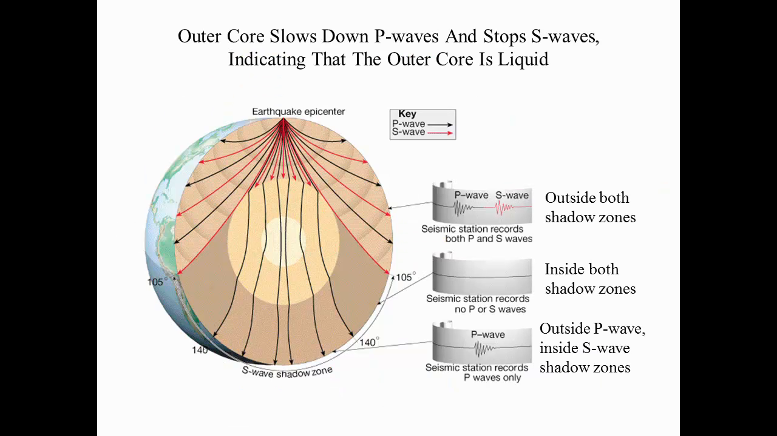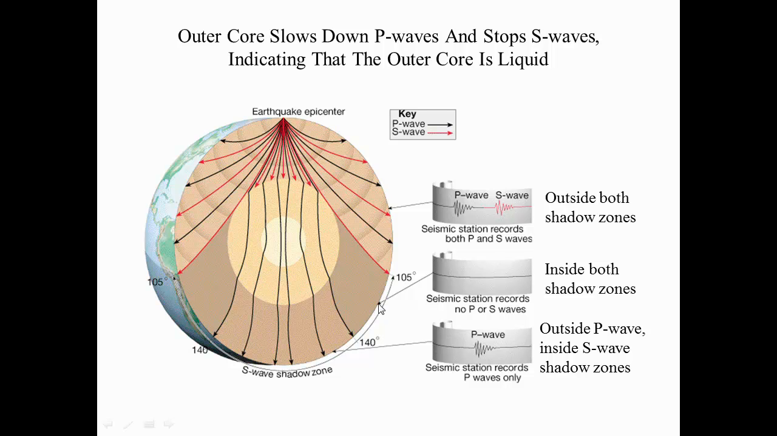So here's a summary diagram showing both the paths of P waves and S waves. The P waves are indicated by the black ray paths, whereas the S waves are indicated by the red ray paths. Now, for this particular seismic station that occurs outside of both shadow zones, notice that the seismic station records both P and S waves within this particular location.